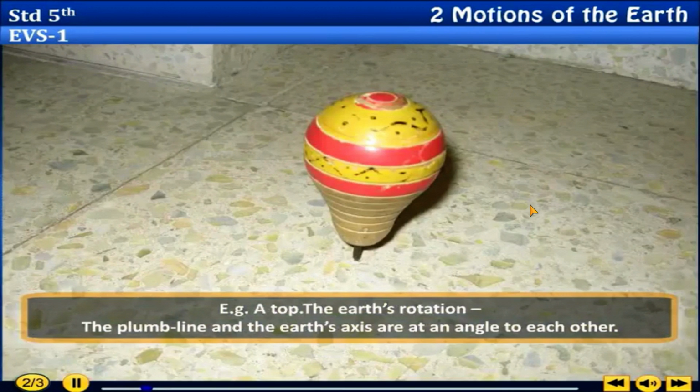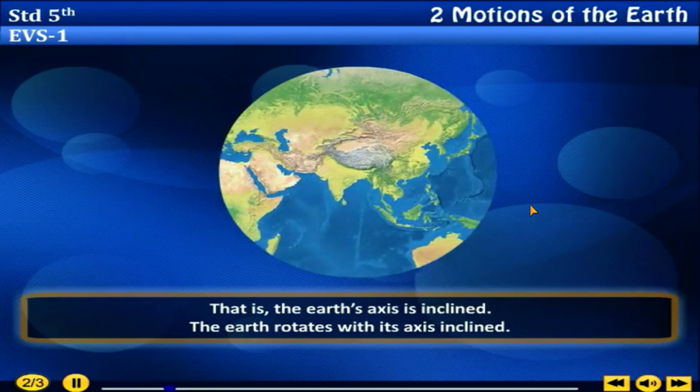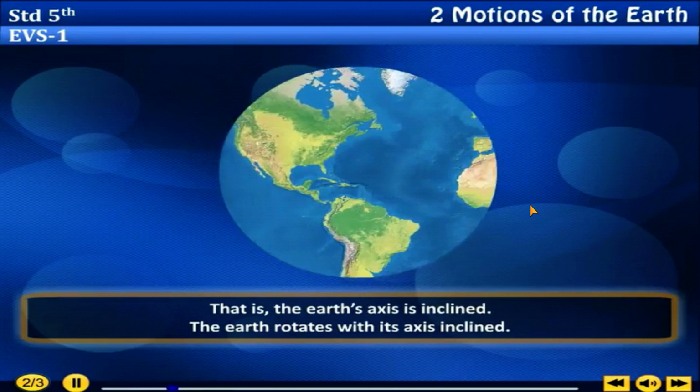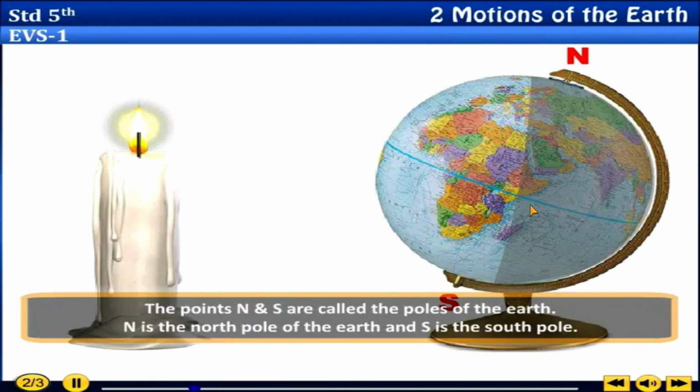The Earth's rotation. The plumb line and the Earth's axis are at an angle to each other. That is, the Earth's axis is inclined. The Earth rotates with its axis inclined. The line NS in the picture shows the Earth's axis. The line NS passes through the center of the Earth. The points N and S are called the poles of the Earth. N is the north pole of the Earth and S is the south pole.